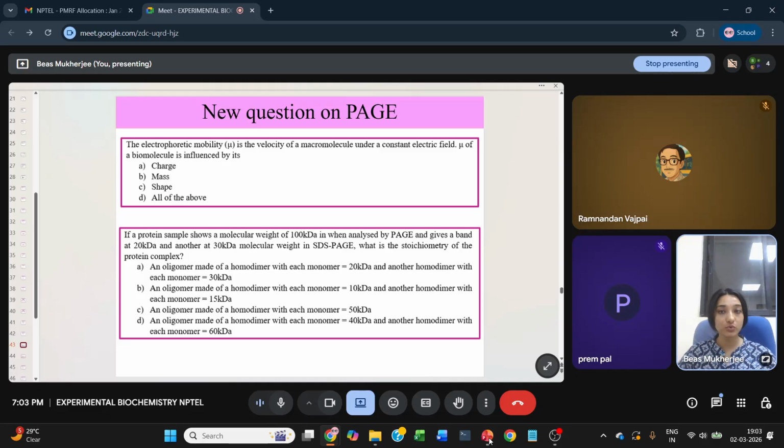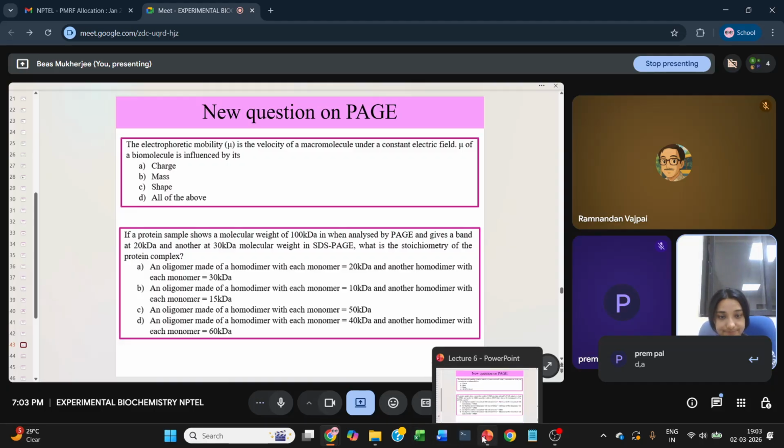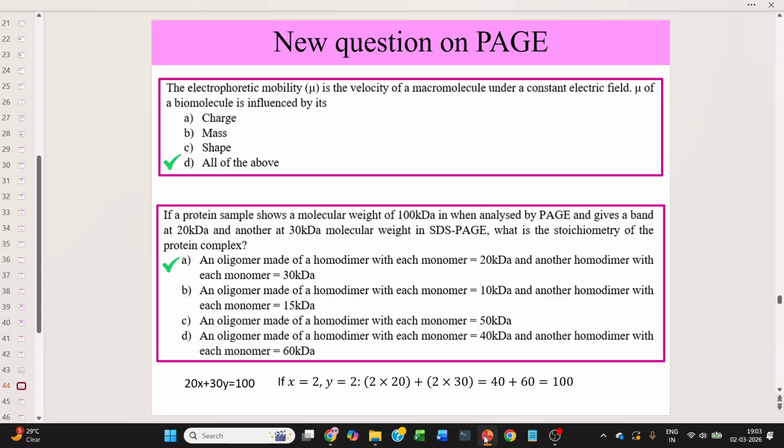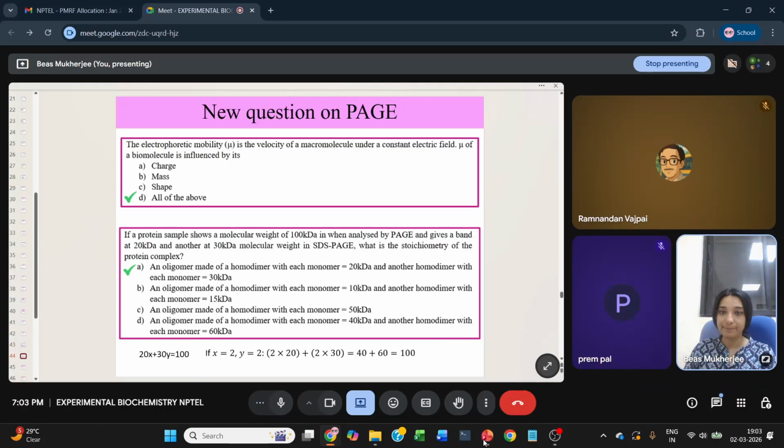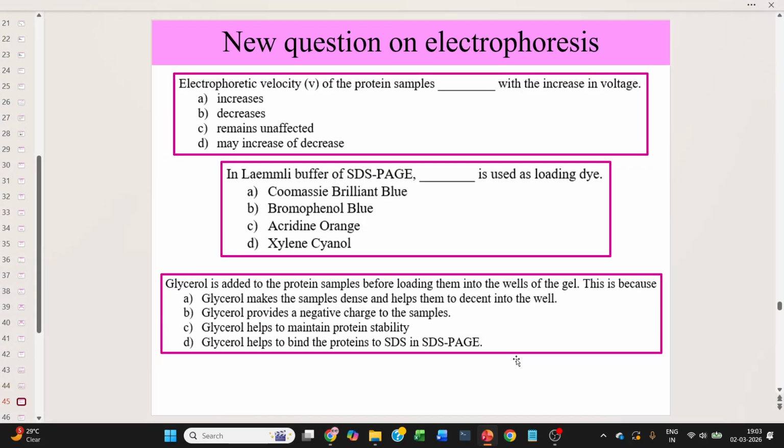So if a protein shows a molecular weight of 100 kDa when it is analyzed by native PAGE and gives a band at 20 kDa, another at 30 kDa, what is the stoichiometry of the protein complex? Okay, D, A, right? Yes, so that is correct, D and A. Okay, you guys know how you calculated A. So the equation is given here, very simple way to do it.